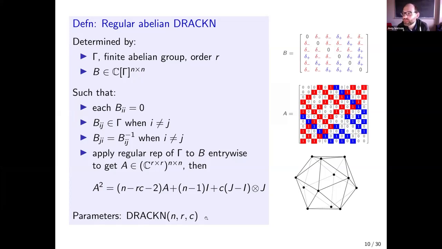Yes? The Kronecker product, the 2 different J's are of different sizes. Thank you. Yes, these J's are different sizes. So this J is an N by N J, and this J is an R by R J. Thanks for pointing that out. Now I have these parameters, and I record them.